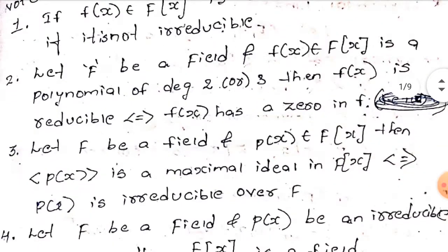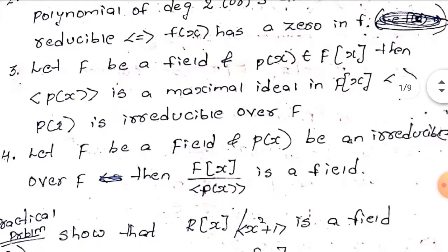Third note point: if generator p(x) is a maximal ideal in F[x], we can say p(x) is irreducible. In the same way, if p(x) is irreducible, we can say generator p(x) is a maximal ideal. Finally, we can say F[x] is a field.